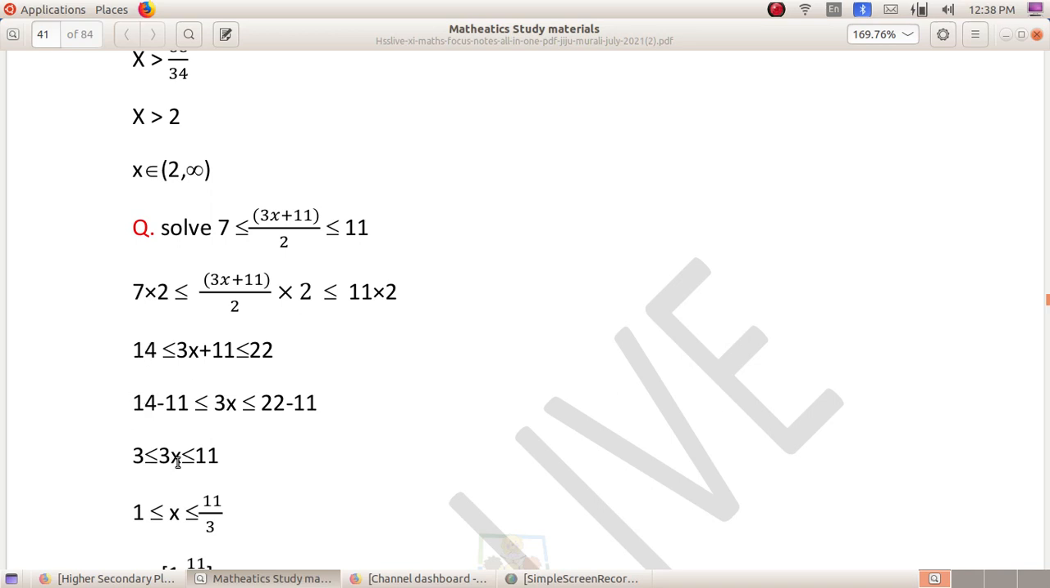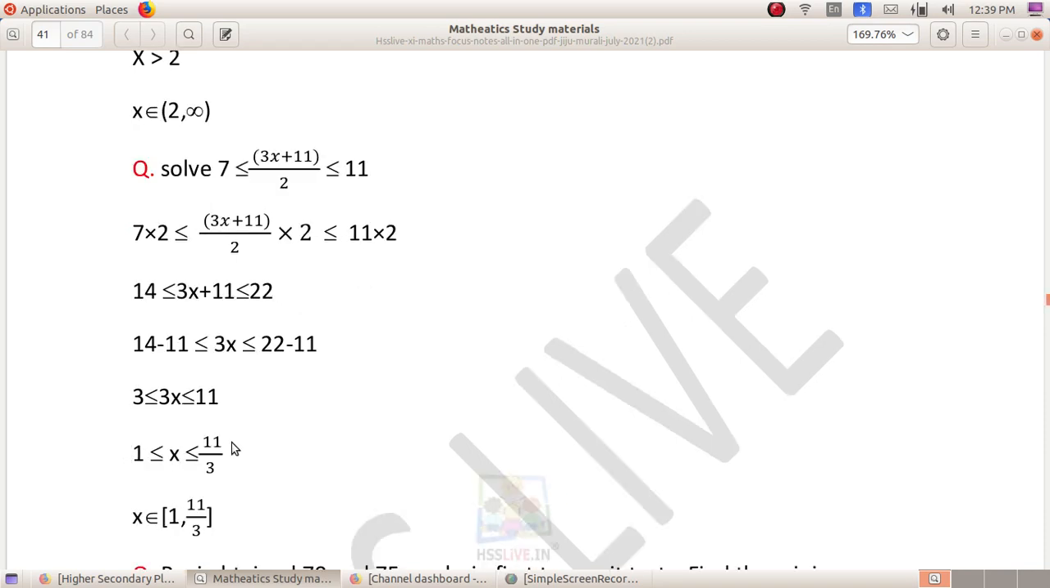So 3 less than or equal to 3x less than or equal to, here what? 22 minus 11, 11. Now here 3x, but we have to keep x only. So here 3 is multiplied with x, so this 3 is to be removed. For that, we have to divide that whole term by 3. Then 3 by 3 less than or equal to 3x by 3 less than or equal to 11 by 3. 3 by 3 means 1, 3x by 3 means x, 11 by 3. So 1 less than or equal to x less than or equal to 11 by 3. Okay.